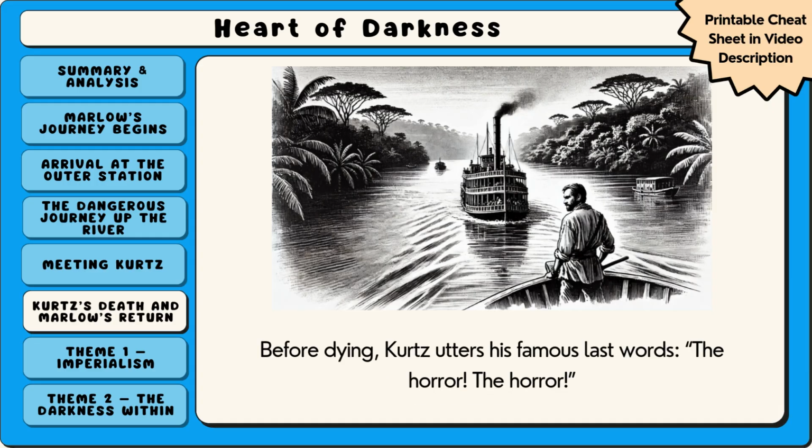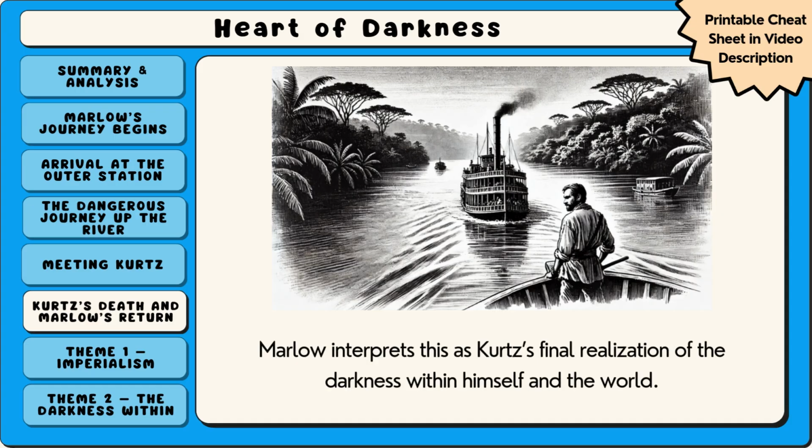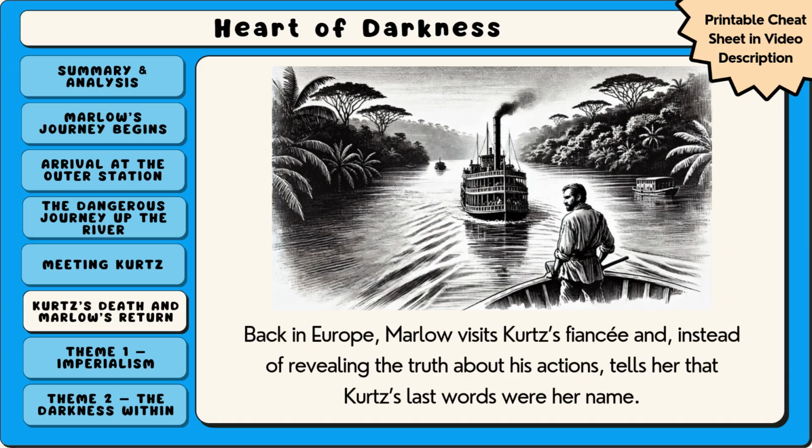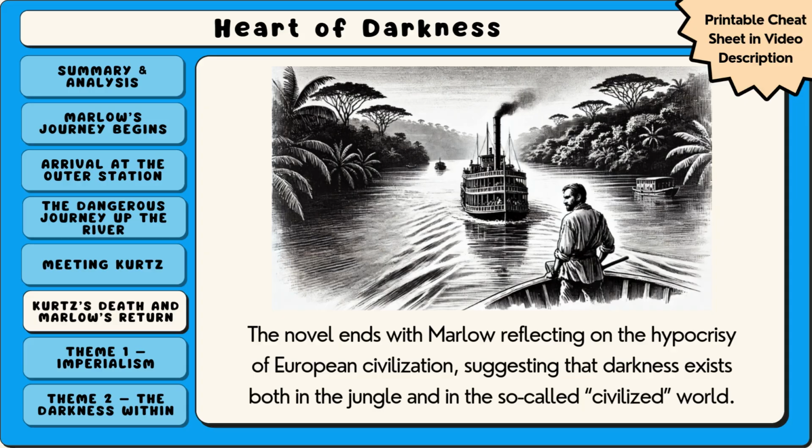Before dying, Kurtz utters his famous last words, "The horror, the horror." Marlow interprets this as Kurtz's final realization of the darkness within himself and the world. Back in Europe, Marlow visits Kurtz's fiancée, and instead of revealing the truth about his actions, tells her that Kurtz's last words were her name. The novel ends with Marlow reflecting on the hypocrisy of European civilization, suggesting that darkness exists both in the jungle and in the so-called civilized world.